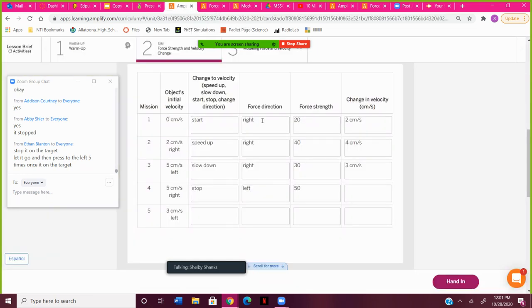All right, so what was our change in velocity if we went from 5 centimeters per second to 0 centimeters per second? What was our change in velocity? All right, Drew said 5 centimeters per second, and you will be correct.